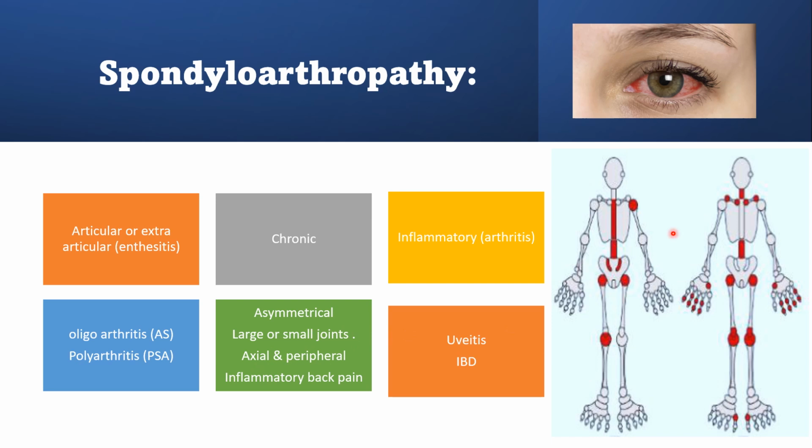The axial involvement is the most typical and one of the hallmarks of spondyloarthropathy. So the axial involvement is very common. And also peripheral joint involvement can occur. As regards extra-articular features, we may find uveitis, IBD, and also the psoriatic skin lesions or psoriatic nail.